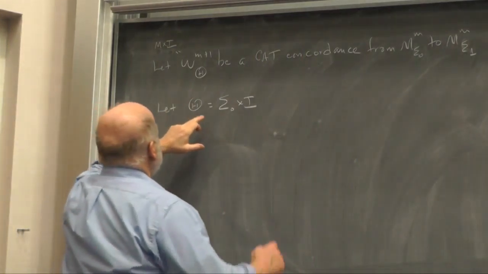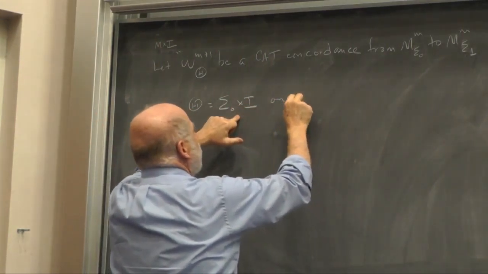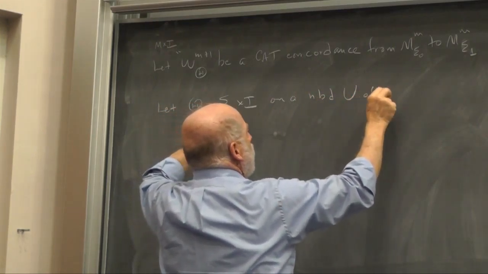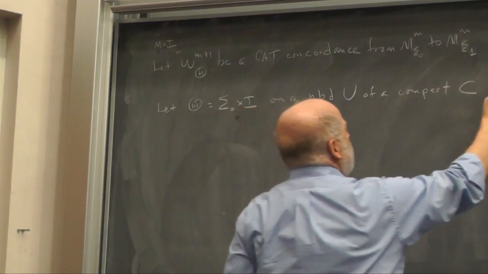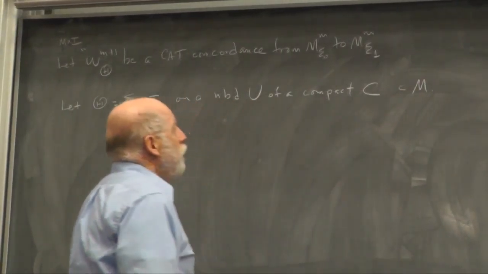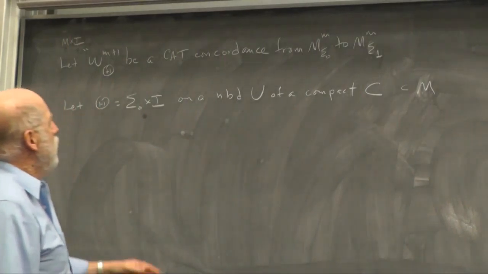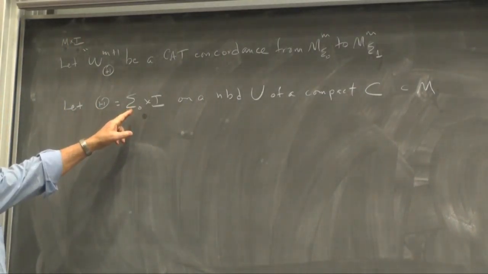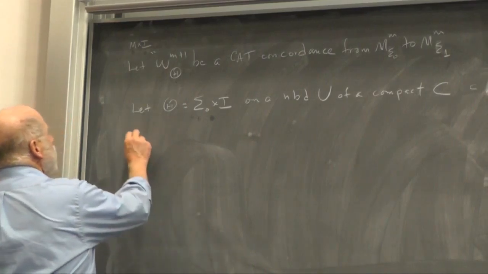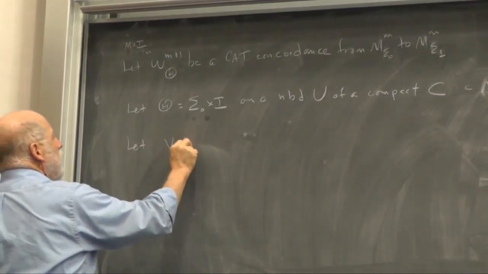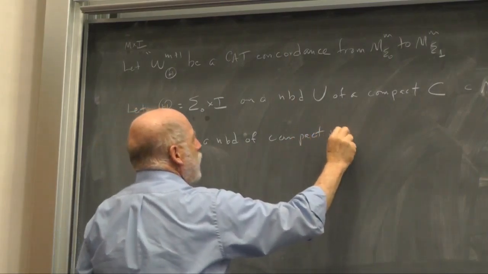But we can say, let it be some cat structure on a neighborhood U of the compact set C inside M. So you can pick something in M where this is just a product structure on a neighborhood of a compact set. And then let B be a neighborhood of another compact set, D.